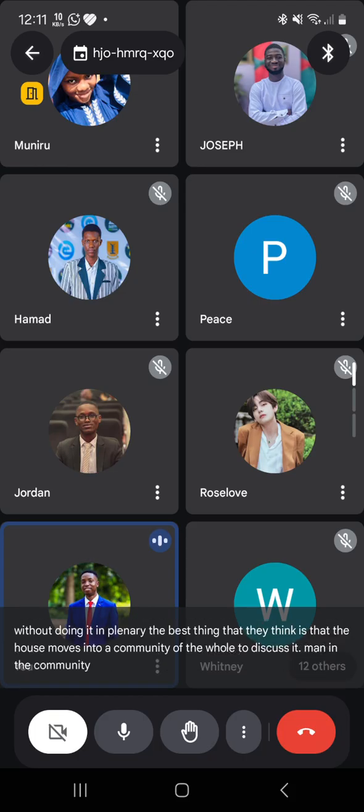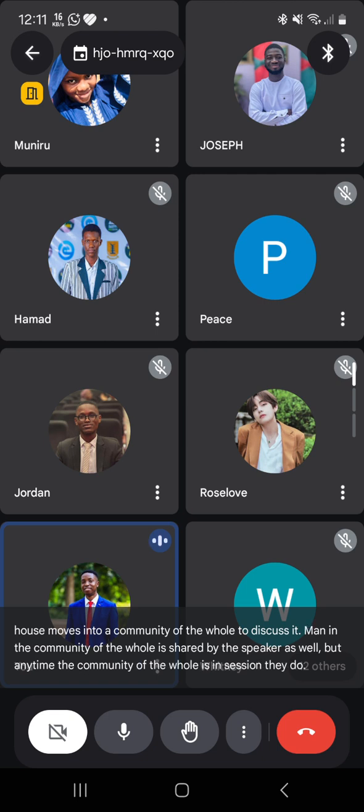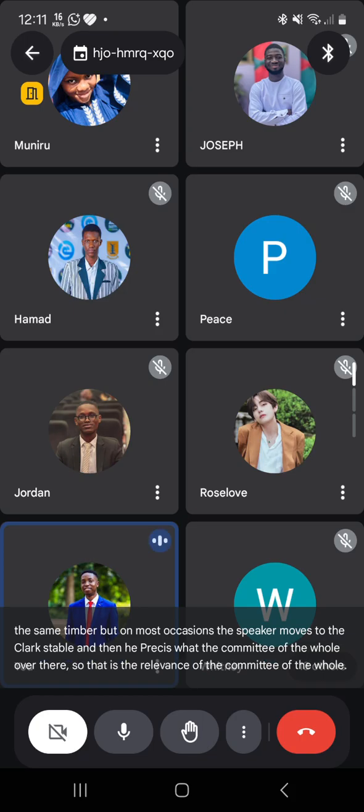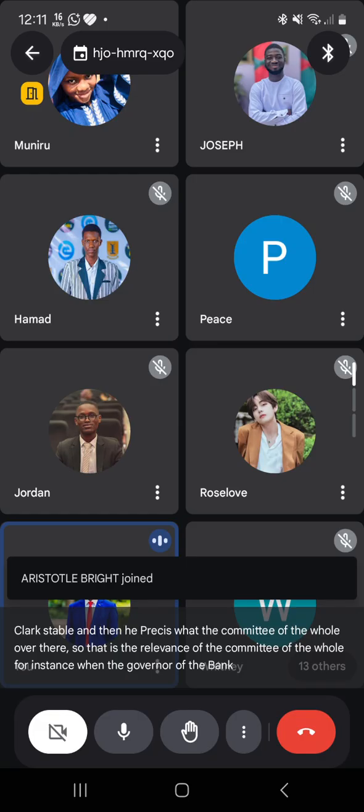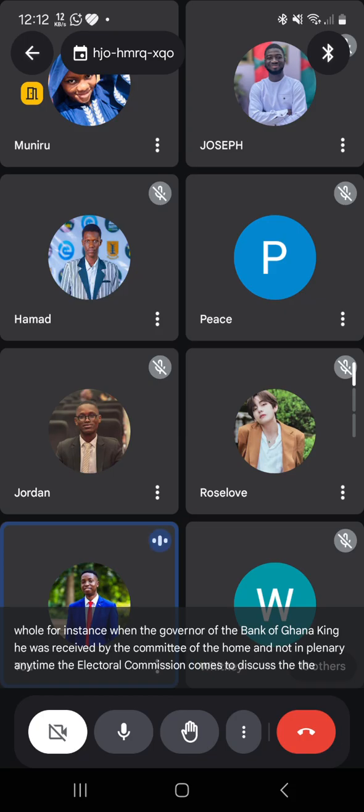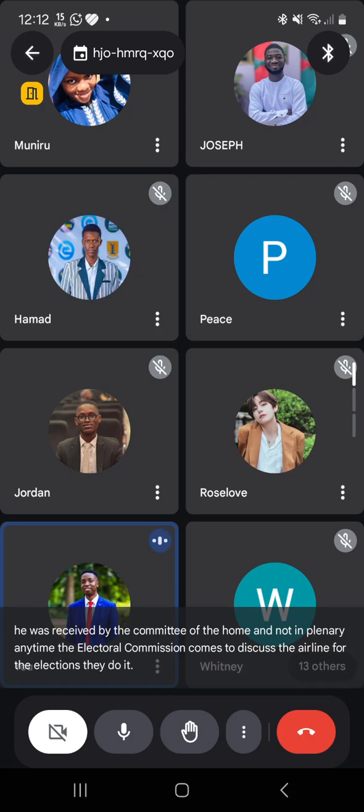Mind you, the committee of the whole is chaired by the speaker as well. Anytime the committee of the whole is in session, they do it still in the same chamber. But on most occasions, the speaker moves to the clerk's table and presides over the committee of the whole there. So that is the relevance of the committee of the whole. For instance, when the governor of the Bank of Ghana came, he was received by the committee of the whole and not in plenary. Anytime the Electoral Commission comes to discuss the LI for the elections, they do it in committee of the whole.